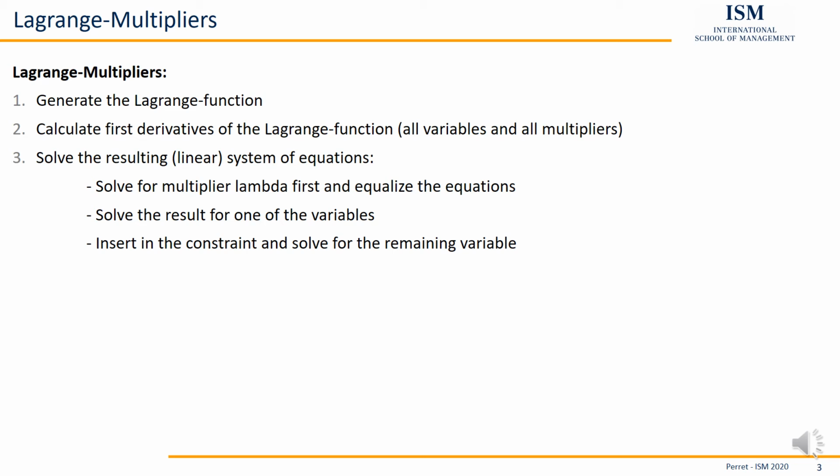This process especially works relatively well if you only have two variables and one constraint. Because in this case, you can actually solve the first derivatives for the two variables for the multiplier, equalize them, and the result you then solve for one of the two variables and insert this into the constraint, giving you the result for the remaining variable. So that's a pretty straightforward, pretty structured way to actually find your solution.